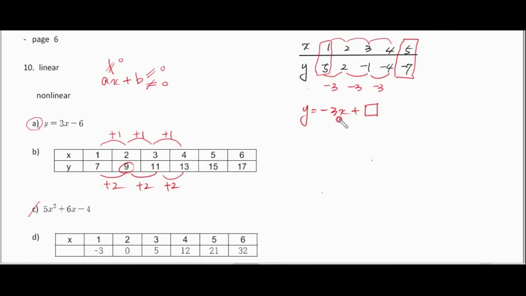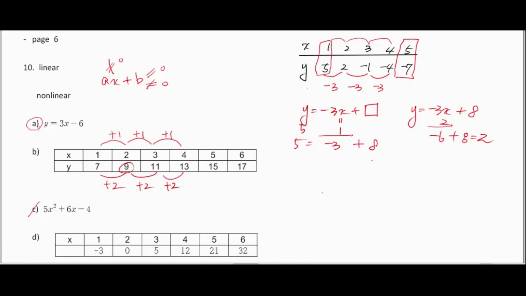So 1 in the x and 5 in the y, -3 multiplied by 1 equals -3, plus something equals 5, then something will be 8. Right here, the equation for this one is y equals -3x plus 8. And for this, let's just double check it. 2 in the x, -6 plus 8, and this will equal 2. Like this, we can find out that b is linear in this question.